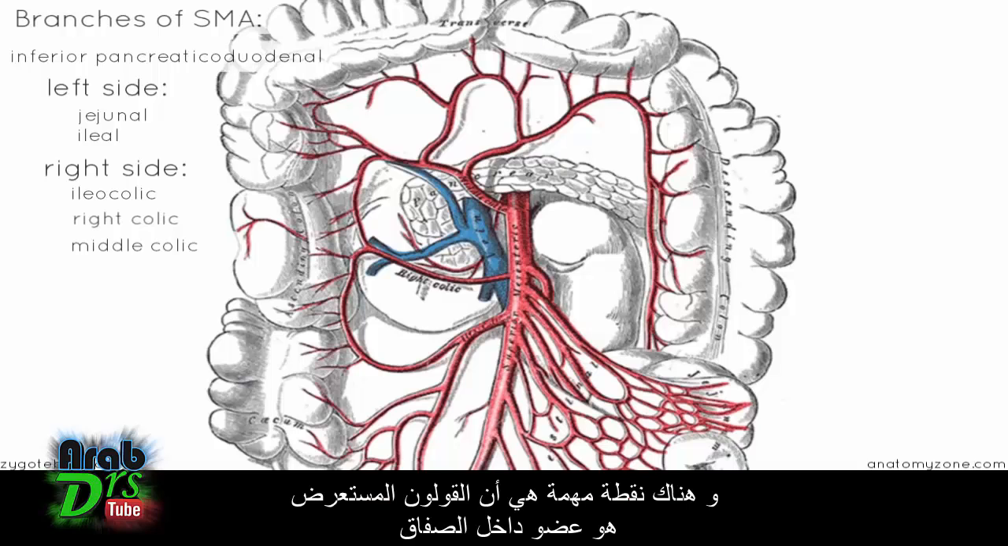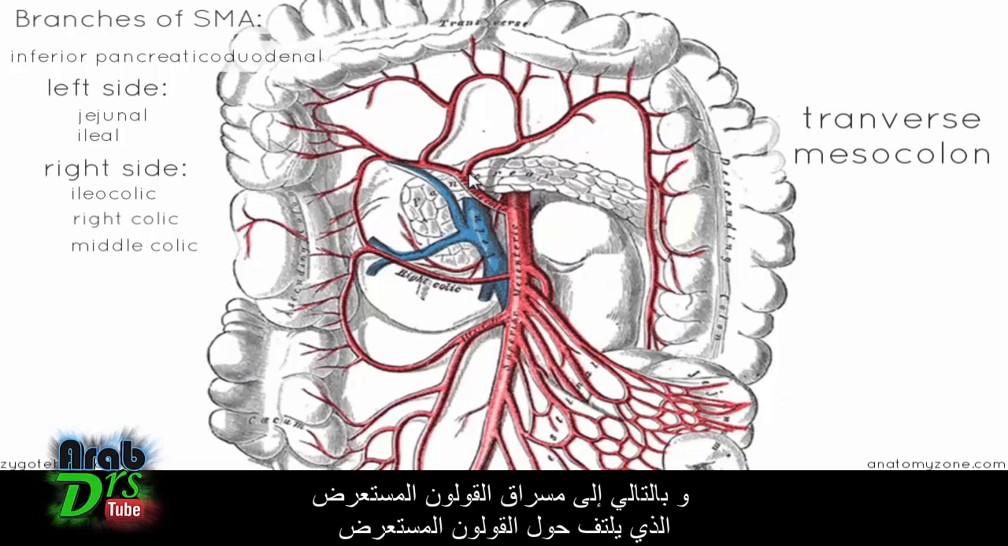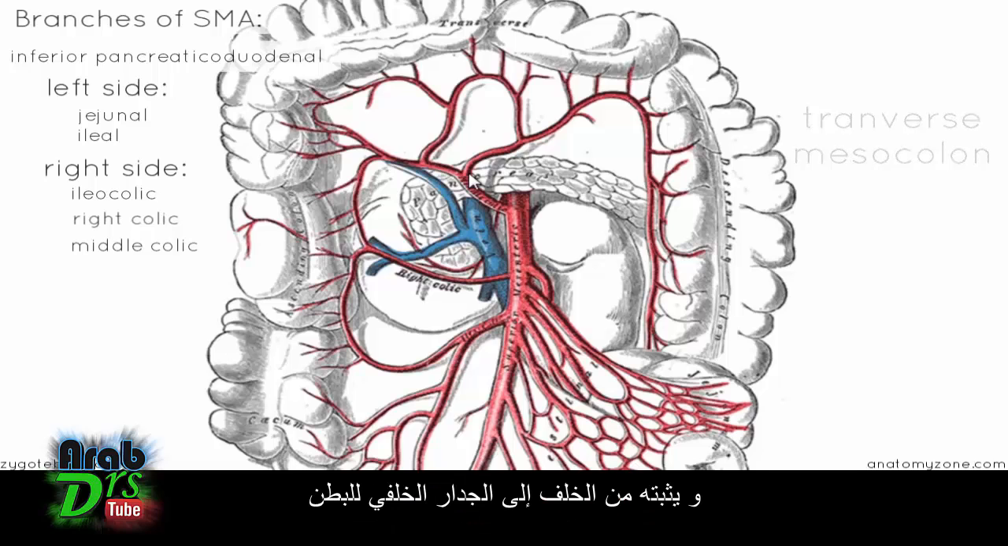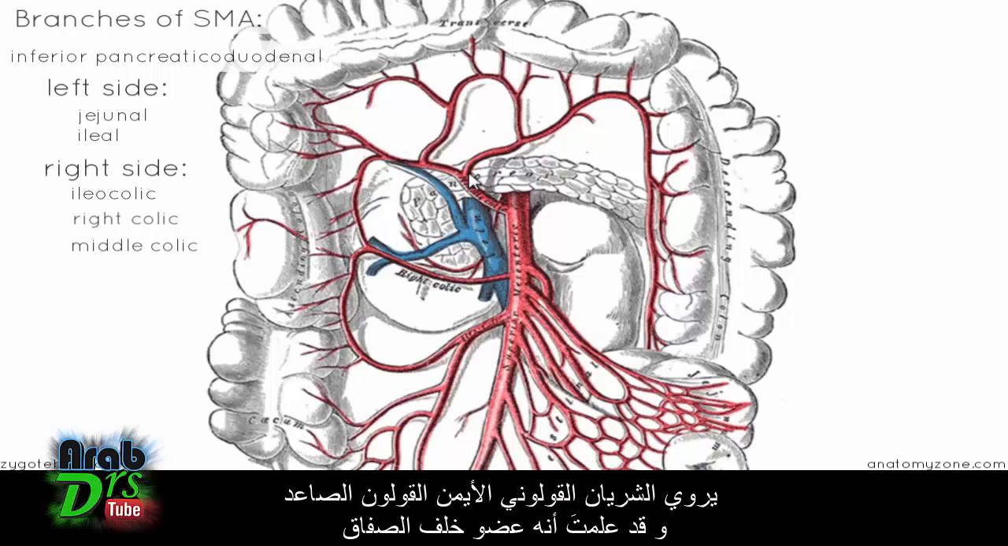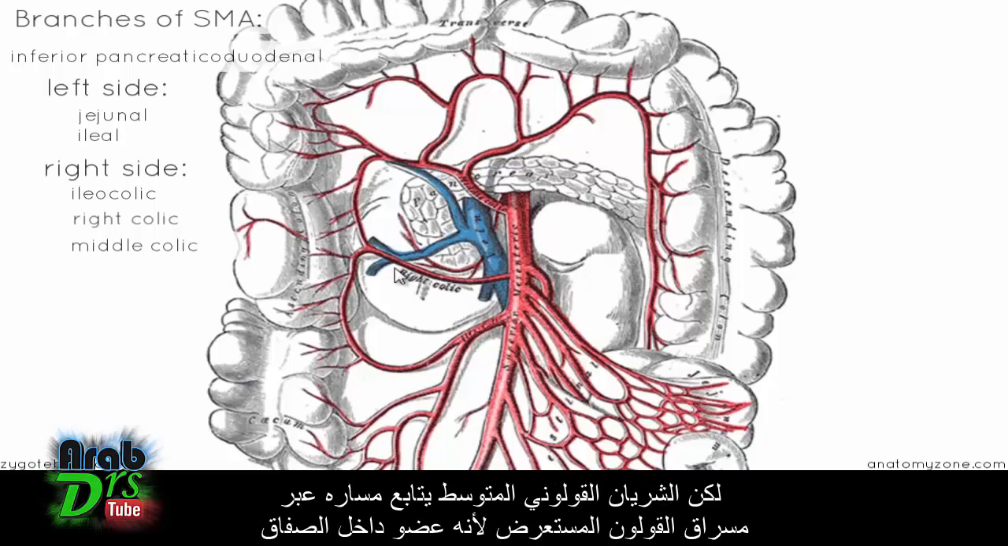So something to point out is that the transverse colon is an intraperitoneal structure. So the branches of the middle colic artery pass into the transverse mesocolon, which wraps around the transverse colon and tethers it to the posterior abdominal wall. The right colic artery, however, supplies the ascending colon, which you will know is a retroperitoneal structure. So the right colic artery goes retroperitoneal and supplies the ascending colon, but the middle colic artery works its way into the transverse mesocolon because it's an intraperitoneal structure.